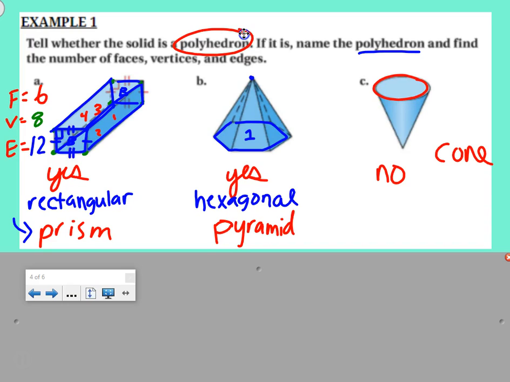For that shape, it was pretty easy to count the faces, vertices, and edges. However, for our hexagonal pyramid, it's going to be a little bit more difficult. The faces and the vertices we should be able to get, but the edges can be a little difficult because if we can't see them all, it's a little hard to count.